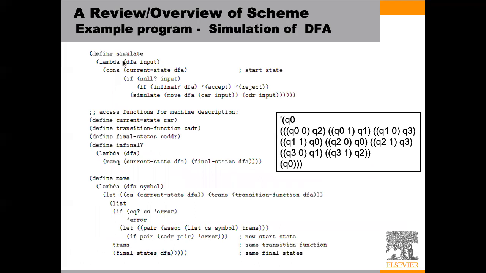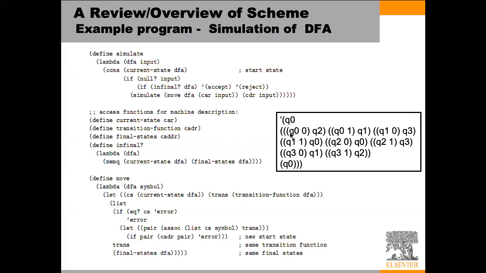So this again is our input string. We're not going to start with simulate. We're actually going to start with a few access functions. So to make things easier to read, remember our string consists of 3 elements: the start state, which is the car, the transition function, which is the second element of the list, which we can get with the car of the cdr, which is cadr. And then the final states is the third argument. We can get that with the car of two cdrs.